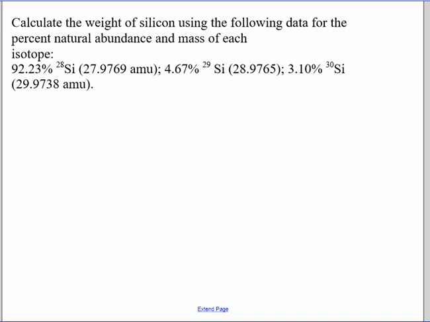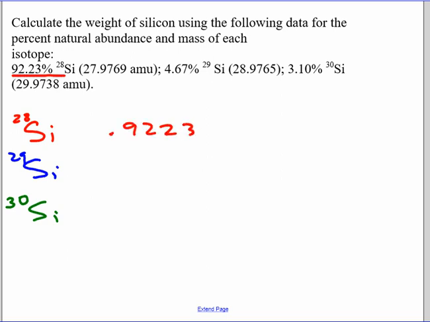Silicon comes in 3 different isotopes. We can have silicon 28, silicon 29, and silicon 30. Silicon 28 is 92% abundant. 92.23% is the same as saying 0.9223. We're going to multiply that by the actual atomic mass, which is 27.9769.